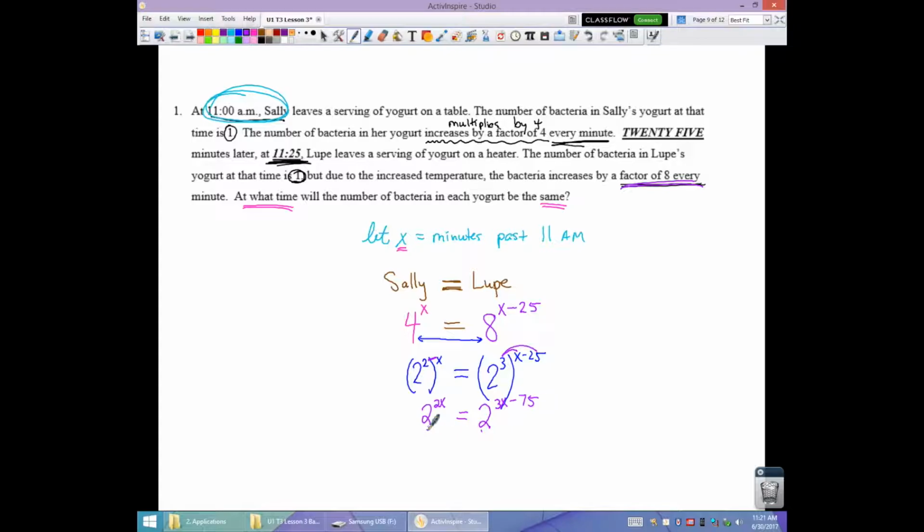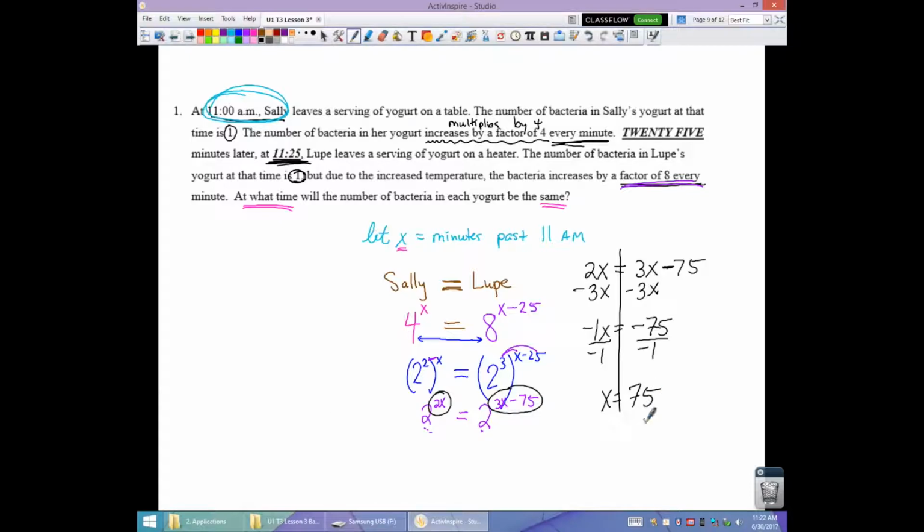Now, once I have the bases the same, what we learned was that means the exponents must also be equal. So therefore, I can write myself a new equation that sets the exponent for Sally equal to the exponent for Lupe: 2x equals 3x minus 75. Solving this, there's x's on both sides. Subtract 3x. So 2x minus 3x is negative 1x. That's equal to, don't lose this negative sign, negative 75. Divide both sides by negative 1. x is equal to positive 75.